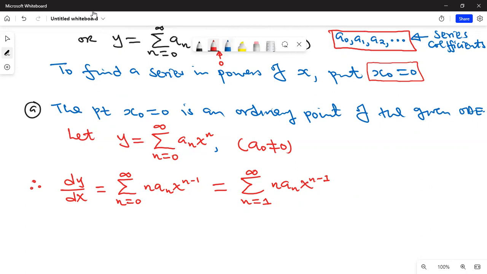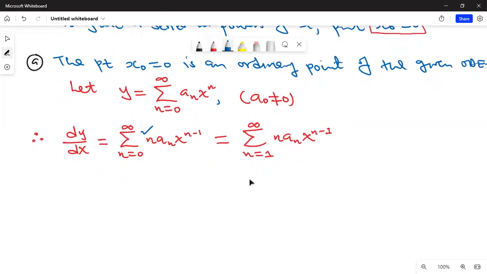Because you see, in this series here, the first term will be 0. So 0 plus anything is the same value. So that's why we are shifting it to 1, so that the second term going onwards are values different from zero.